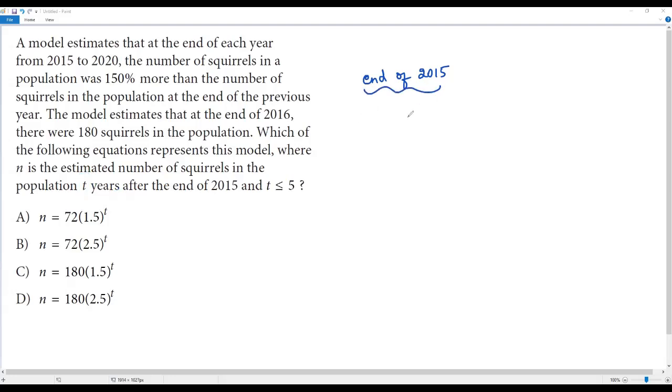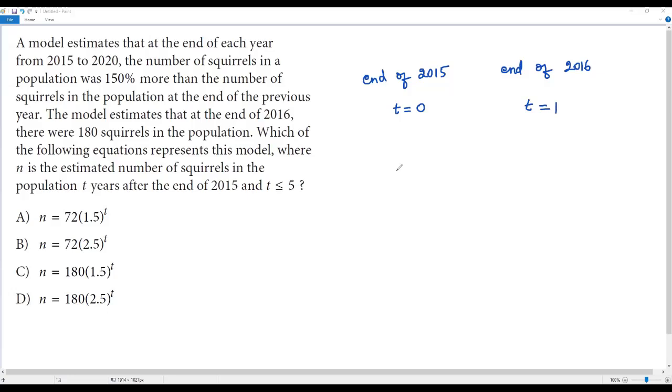Since this is considered to be the starting point, the value of t corresponding to the end of 2015 should be 0. Then the end of 2016. What is the value of t corresponding to the end of 2016? For the end of 2015, we consider this the starting point, so we have t equal to 0. Then for the end of 2016, we have t equal to 1. Now, this is an exponential function, particularly exponential growth.